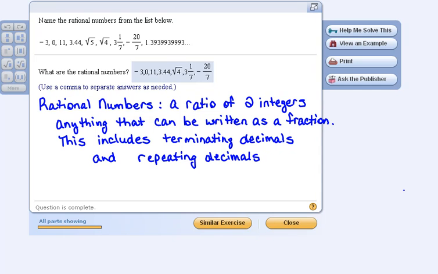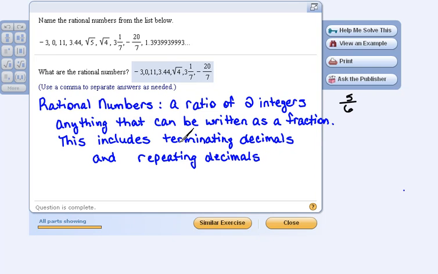Okay, a rational number. These are a ratio of two integers. Now, this is what we talked about in class. So we said that a ratio of two integers would be something like 5 over 6. So basically, another way of looking at it is anything that can be written as a fraction is a rational number. Now, where this gets to be a little bit dicey is when we're talking about decimals.